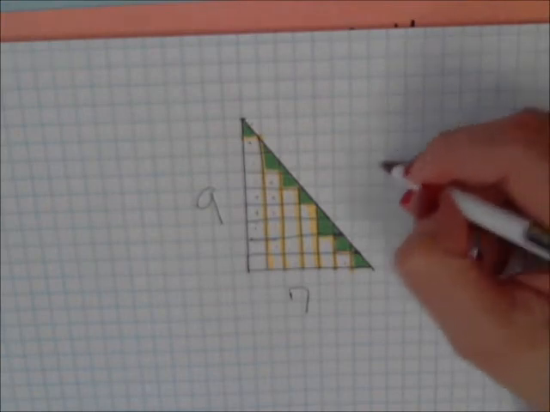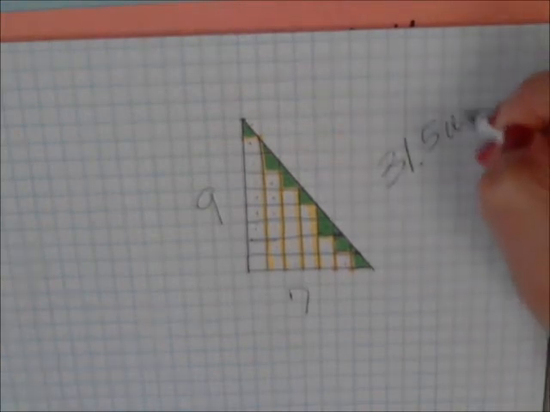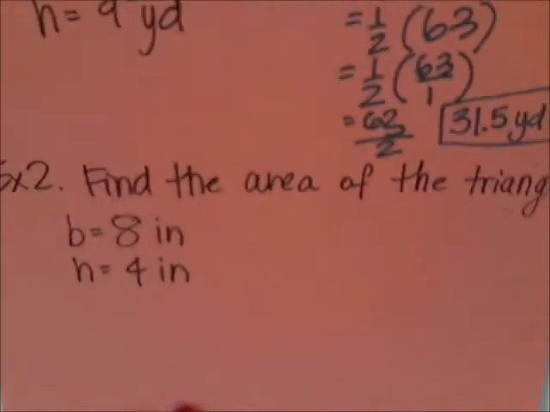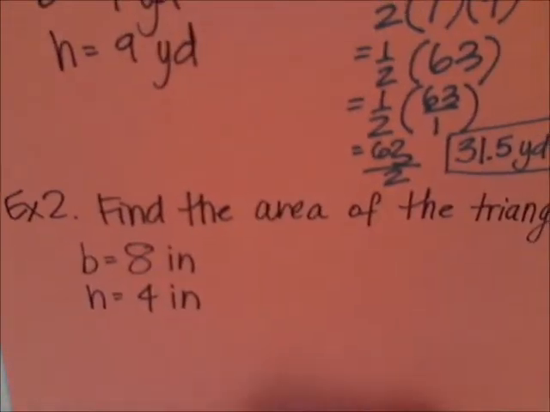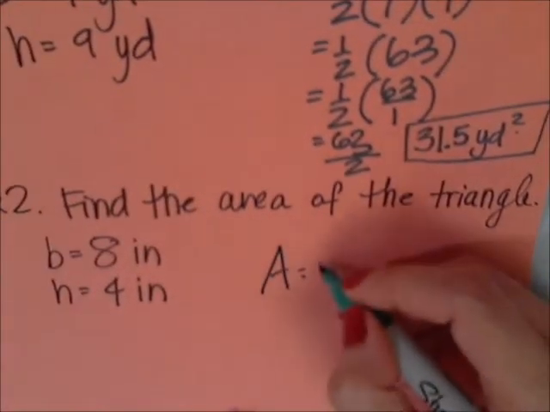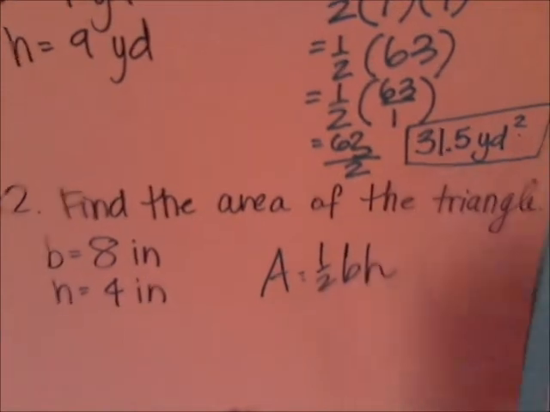So to me, 31.5 units squared makes perfect sense. So here we go. We have a base of 8 and a height of 4. We're going to find the area of this triangle. Once again, write down the formula that you're going to use first.